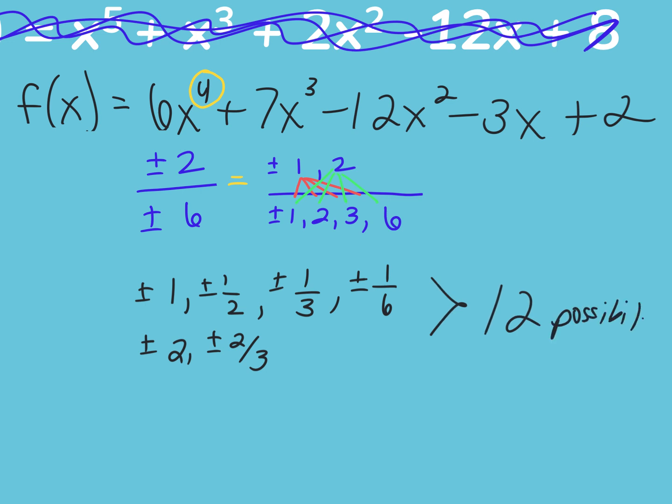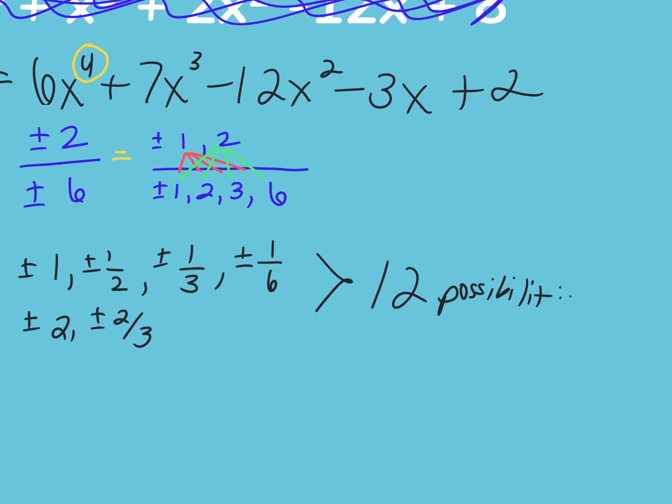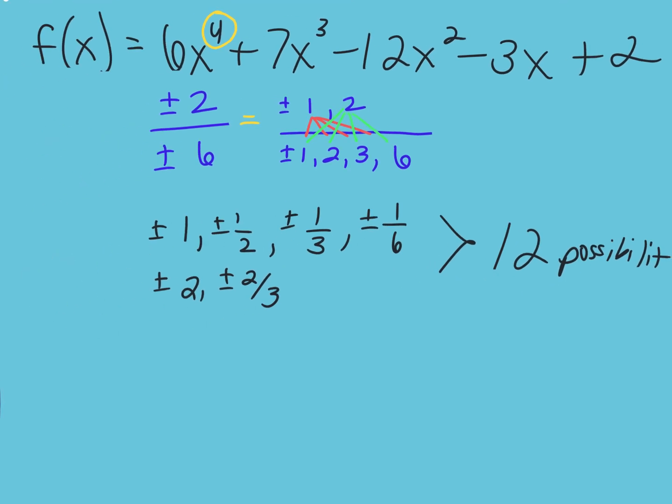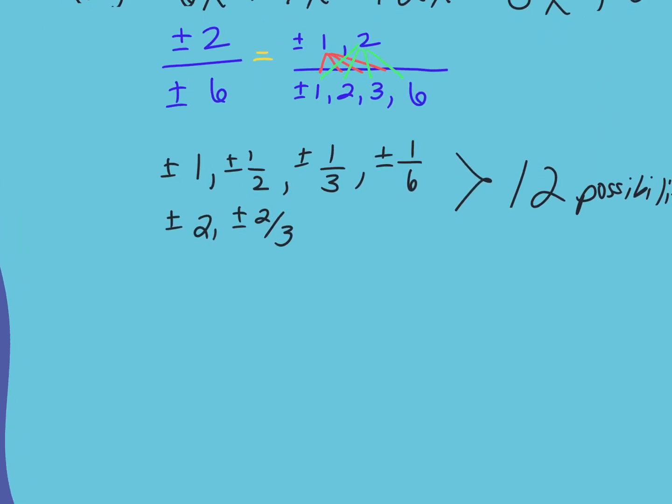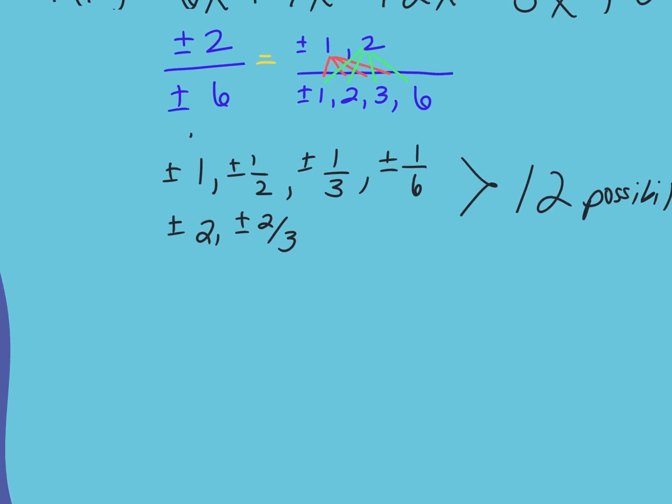You are going to have questions on WebAssign that ask you to list out the possibilities. You have to do this. There's one, I think, that's kind of long. You don't have to do the whole problem. You just have to list out the possibilities. So you would say 1 and negative 1, 1/2, negative 1/2, 1/3, negative 1/3. Because there's 2 here, 2 here, 2 here, 2 here, 2 here, and 2 here.